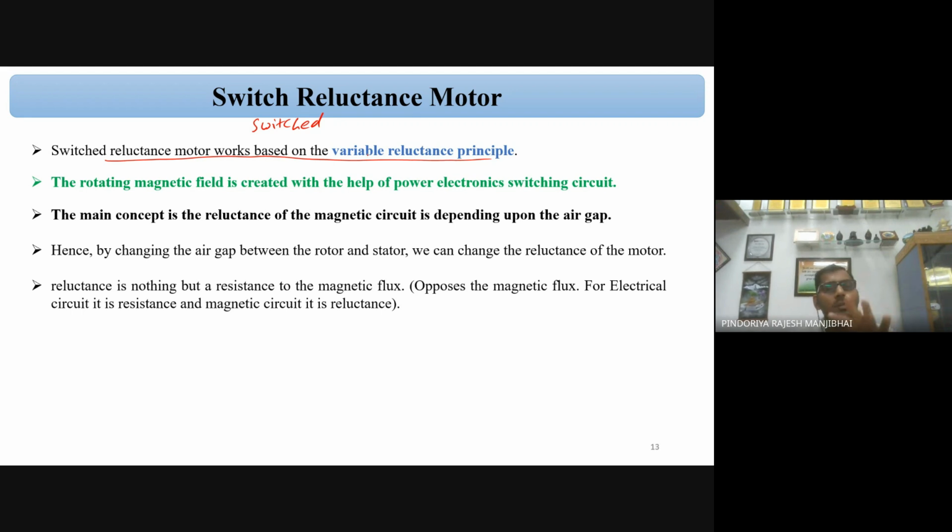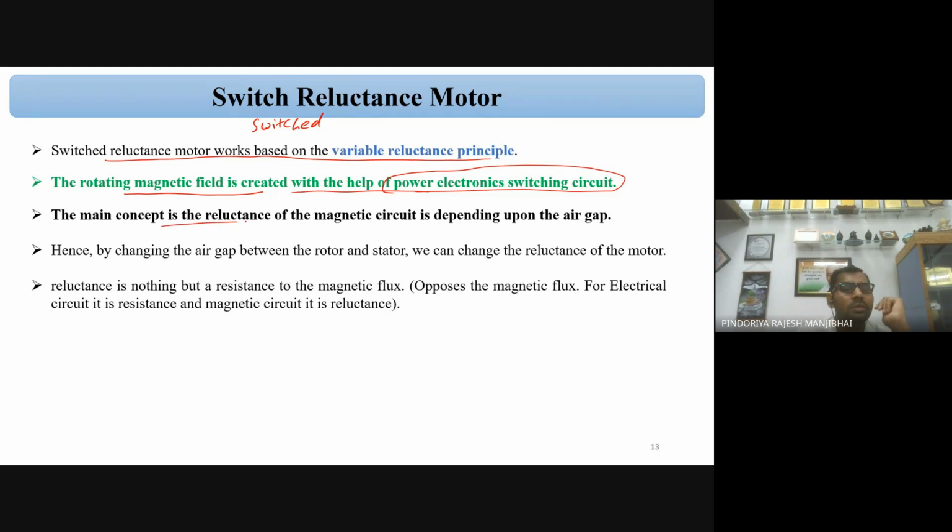So the switch reluctance motor operates based on the variable reluctance principle. The rotating magnetic field is created with the help of the power electronic switching circuit. This is the most important part. How can we generate the magnetic field? Because on the rotor side there is no magnet, no winding, only a ferromagnetic material bar. So we can generate the magnetic field by turning the power electronic switches on and off. We may have 6 switches, 8 switches, or 4 switches, depending on the application, the converter, and the motor. We operate the switches one by one, and we can generate the magnetic field.